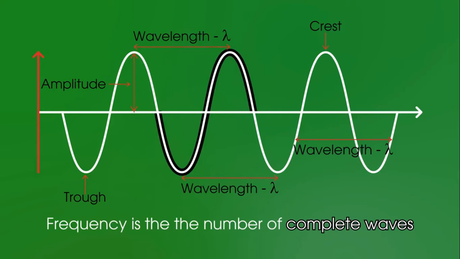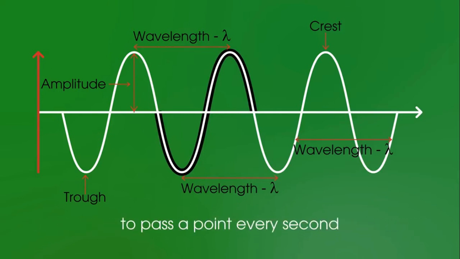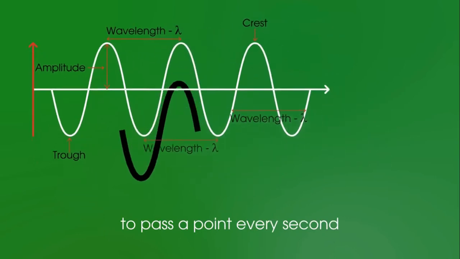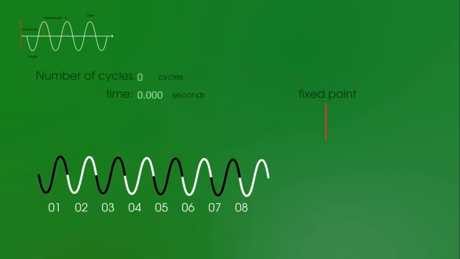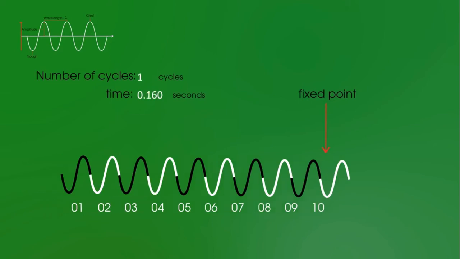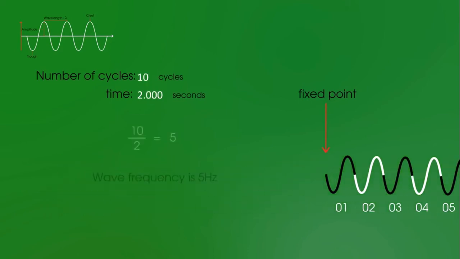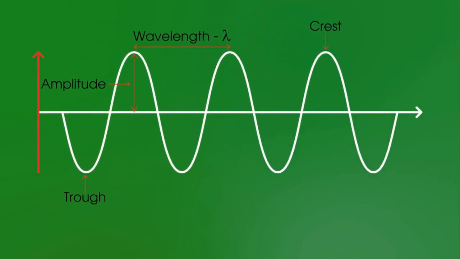Finally, frequency, which is the number of complete waves to pass a point every second, and it's given the unit of hertz. So an example of this would be if 10 waves pass in 2 seconds, the frequency would be 5 hertz. Using these things, we can actually now calculate the speed of a wave.